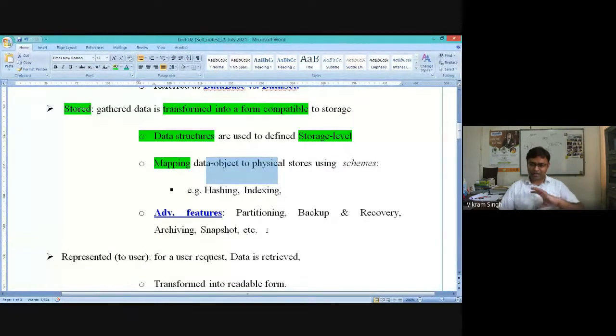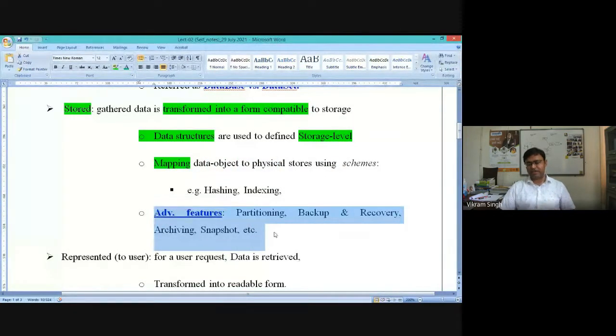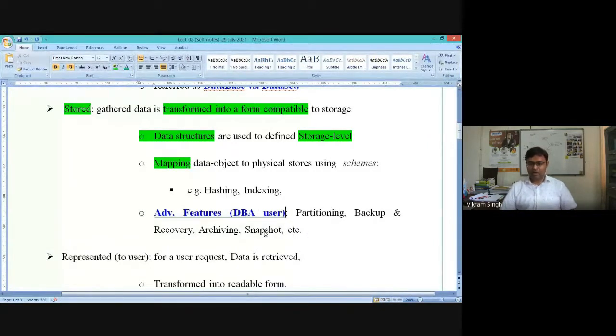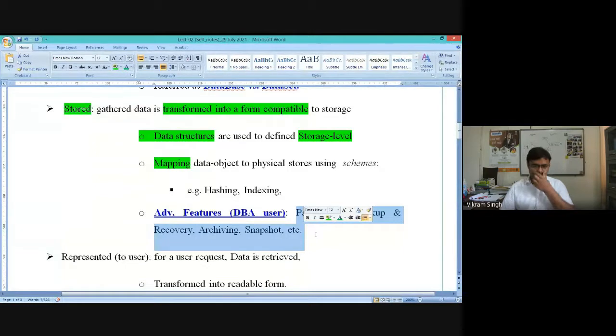There are various advanced features and functionalities done at the database level. These things are primarily done by a specific type of database user who is called the DBA, right? DBA is a user actually, a DBA user. He will be performing these tasks on the database. Naturally, the purpose is to improve the performance of the database, right?